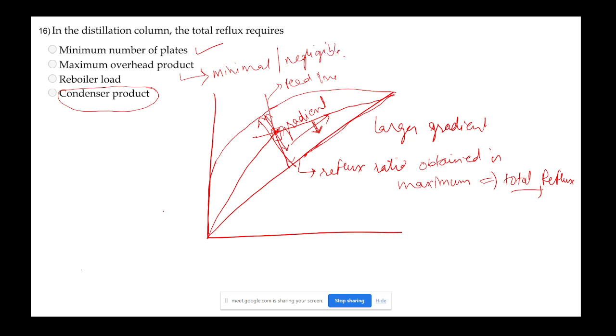So what you do in the actual scenario, you do not want the operating cost in the form of condenser duty and all to increase, or you do not want an infinite number of trays as in the case of minimum reflux. So you operate at some intermediate point, which is known as the optimum reflux ratio. This is the actual point where industries operate so that the cost is optimized.